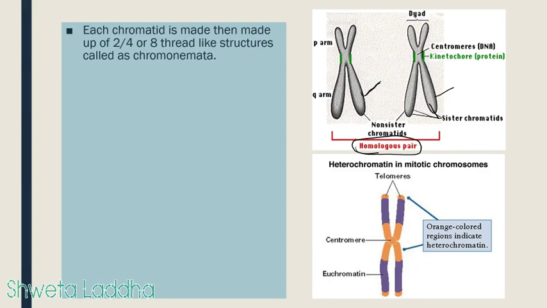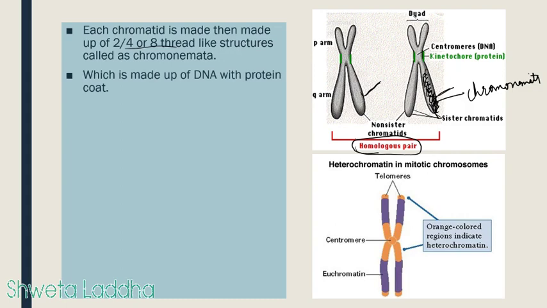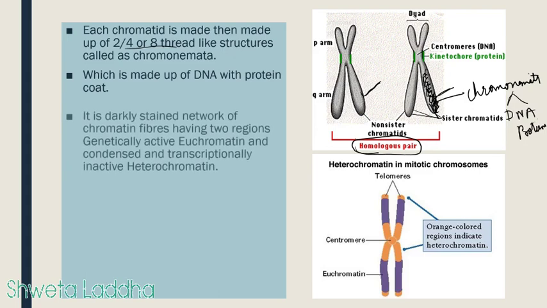Each chromatid is further made up of 2, 4 or 8 thread-like structures which are called chromonemata. So this was our chromatid. It is again made up of many highly coiled thread-like structures. And what are these highly coiled thread-like structures present inside it? They are called chromonemata. They can be 2 in number, 4 in number, or 8 in number. This chromonemata is again made up of what? This chromonemata is made up of two things: DNA, deoxyribonucleic acid, and proteins. And we know very well the proteins are usually histone proteins.